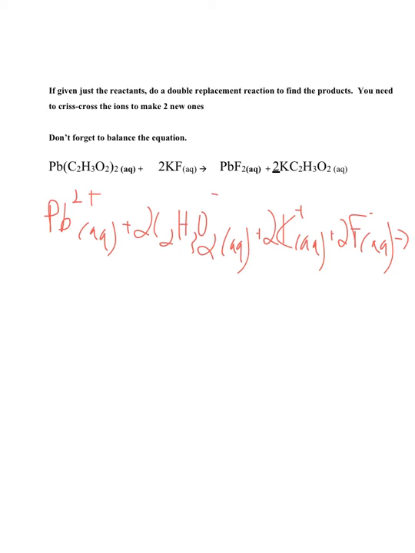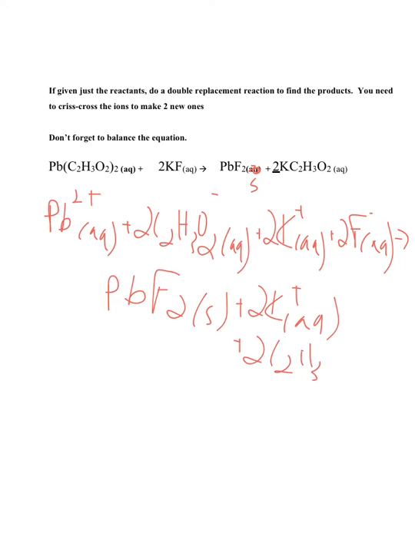All right, sorry, and this PbF2 should be solid. Ignore that for a second, because lead is a reactant that is not soluble with the halogens, one of the few exceptions. All right, so that means PbF2 is going to stay together. And then the 2 potassiums and the 2 acetates are going to break apart.